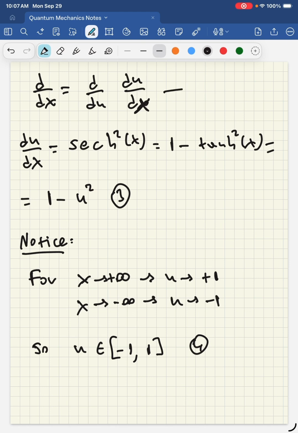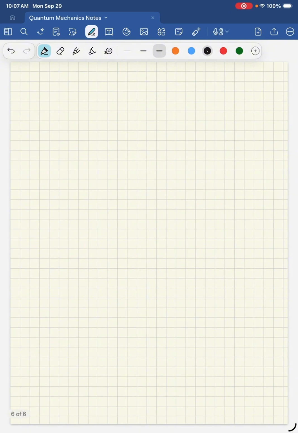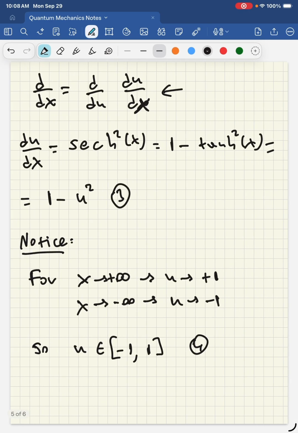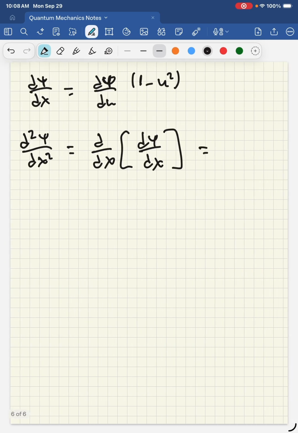We have an expression for d over dx, which allows us to find what d psi over dx is, which is equal to d psi over du times 1 minus u squared. Simple as that. But the first derivative of the wave function is not what we need. We actually need the second derivative, and we can do the same thing. This is equal to d over dx of d psi over dx. But we have an expression for d over dx.